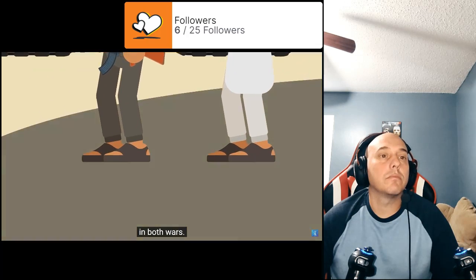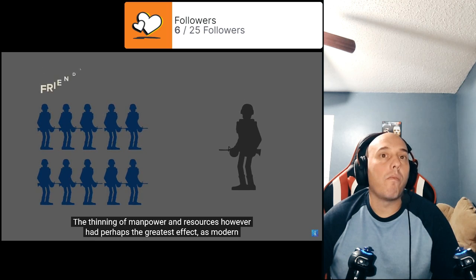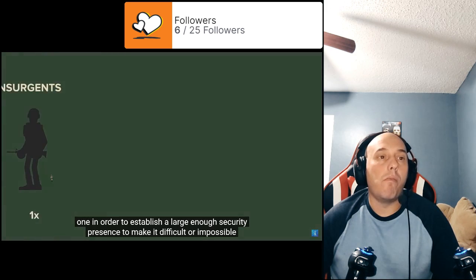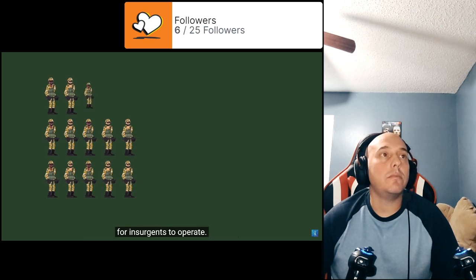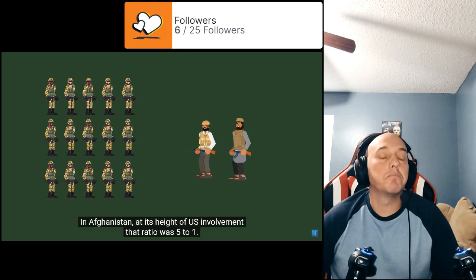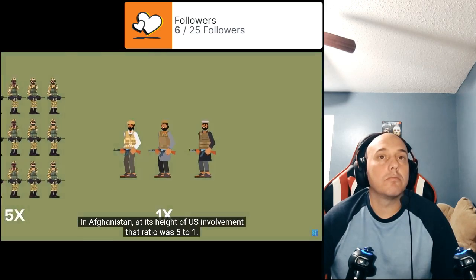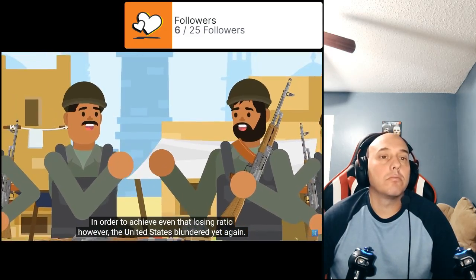The thinning of manpower and resources, however, had perhaps the greatest effect, as modern counterinsurgency doctrine states that friendly forces should outnumber insurgents 10 to 1 in order to establish a large enough security presence to make it difficult or impossible for insurgents to operate. In Afghanistan, at its height of US involvement, that ratio was 5 to 1. In order to achieve even that losing ratio, however, the United States blundered yet again.